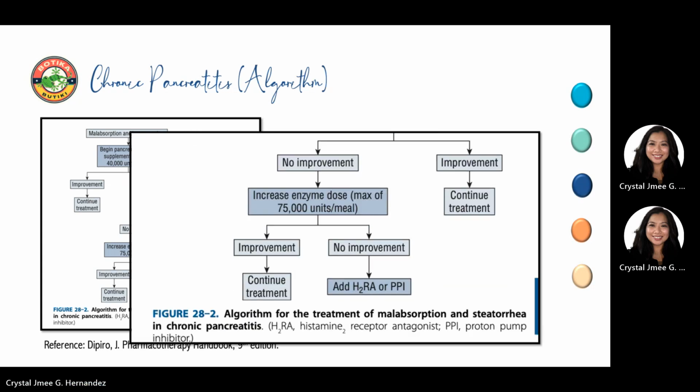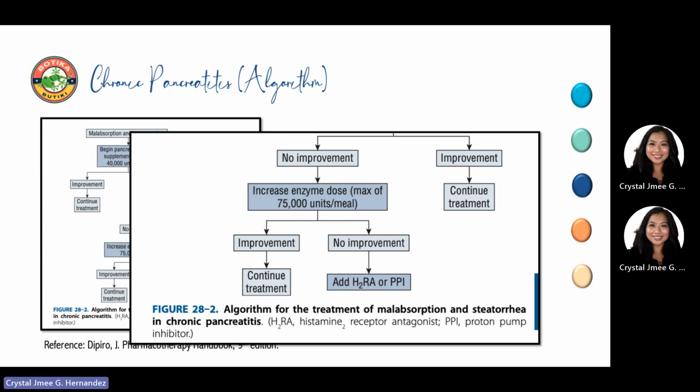We again evaluate for improvements. If the treatment is good, we just have to continue it. If no improvement is observed, we increase the enzyme dose to a maximum of 75,000 units per meal. For improvement, continue the treatment. If no improvement, we can opt to add a histamine 2 receptor antagonist or PPI.